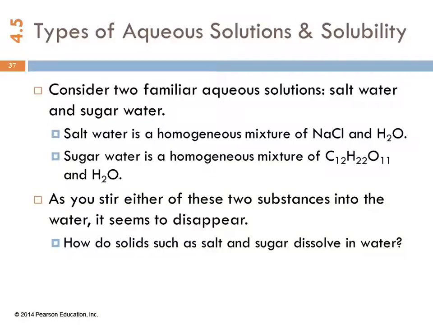Types of solutions. Let's think about two different solutions that we're familiar with, salt water and sugar water. Remember, a solution is a homogeneous mixture. So salt water is sodium chloride and water, and sugar water is C12H22O11 and water. They're homogeneous. You might say, well, they seem to be pretty much the same, but they have some important differences.